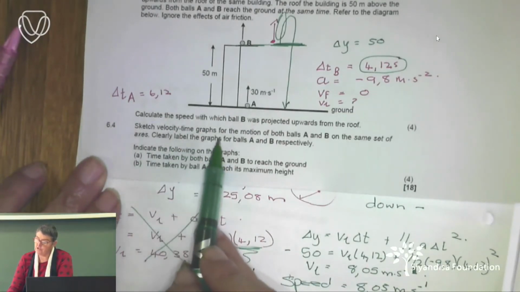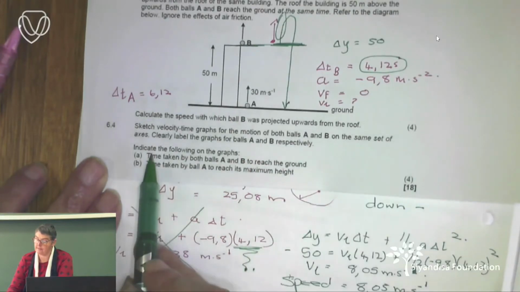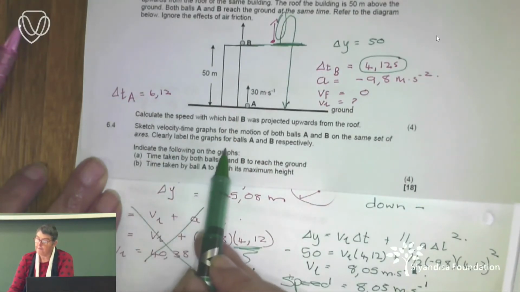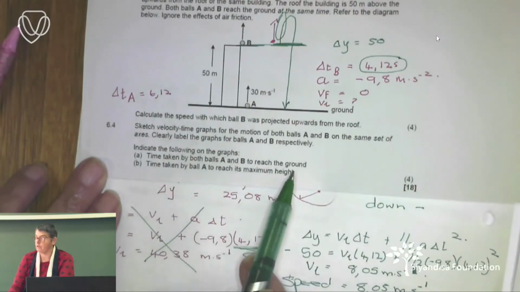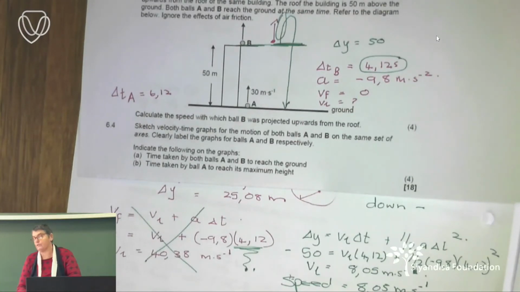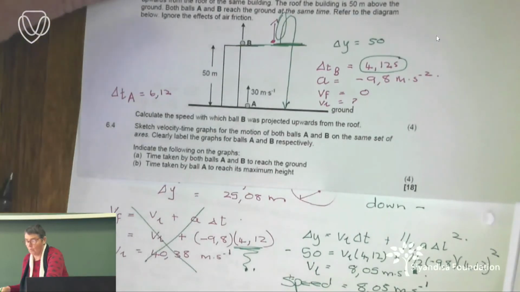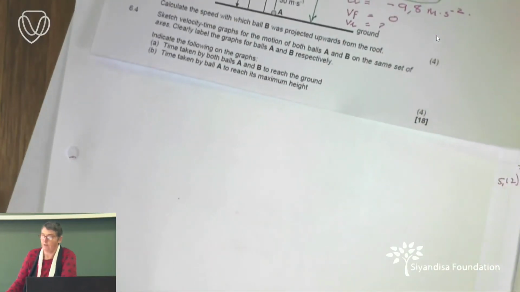Now they want us to sketch a velocity time graph for the motion of balls A and B on the same set of axes. Clearly label the graph for balls A and B respectively. Indicate the following on your graphs. The first thing, before you do anything else here, people, is go and do these graphs on a scrap piece of paper and do them one at a time. You can do them on the same set of axes. It doesn't matter.